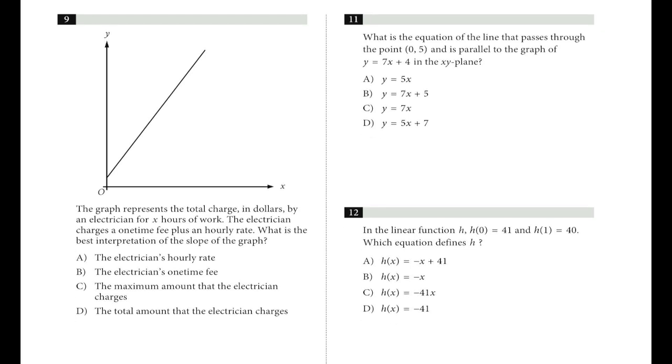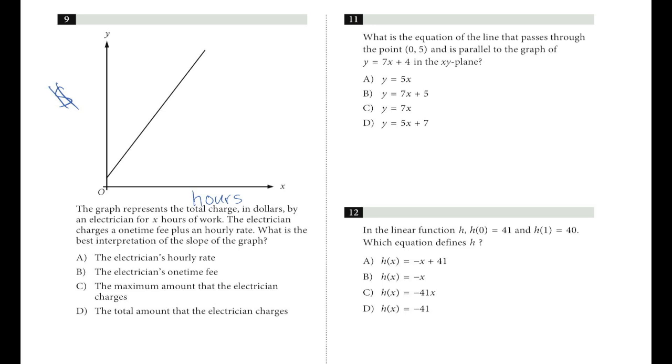All right, number 9 here. It says the graph represents the total charge in dollars by an electrician for X hours of work. So here the y-axis is the amount of money, and then the x-axis is the number of hours. So we'll write hours. The electrician charges a one-time fee plus an hourly rate. What is the best interpretation of the slope of the graph?